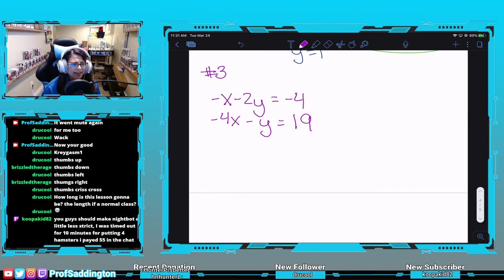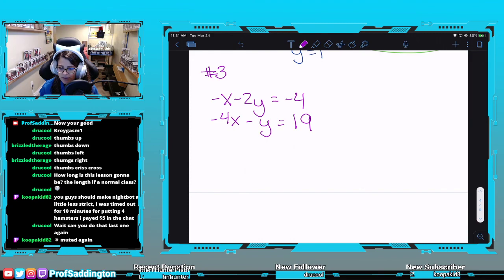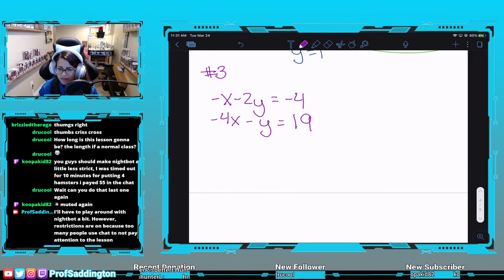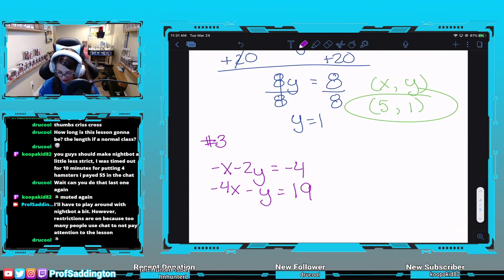Yeah, Nightbot, we're trying to figure out Nightbot. Not muted again. Josh, we are going to have to like staple this cord down. All right. So I can show you the last one again really quick.